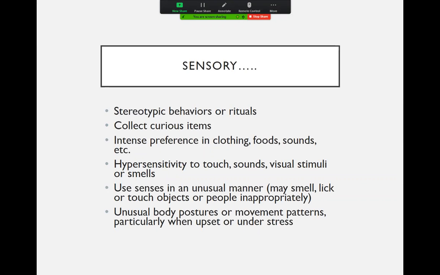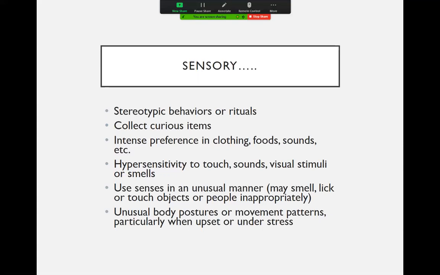Some unusual body posture or movements. We see lots of flapping, especially when they're happy. And sometimes families will see it when they're upset. They'll also see it when they're happy, and they'll show you a video of Christmas morning, and the child is so excited. Then you'll see some of that flapping, some of the toe walking, and a lot of finger posturing with kids with an autism diagnosis.